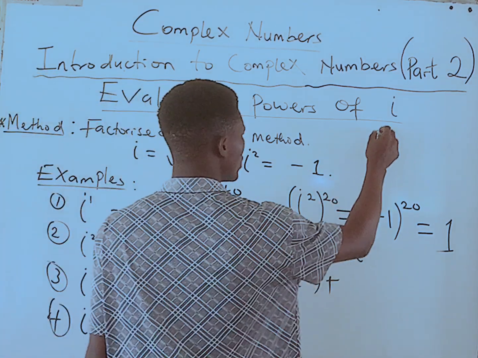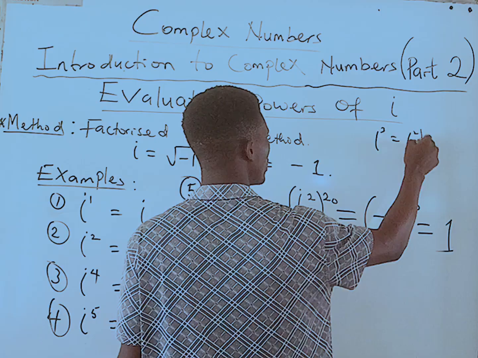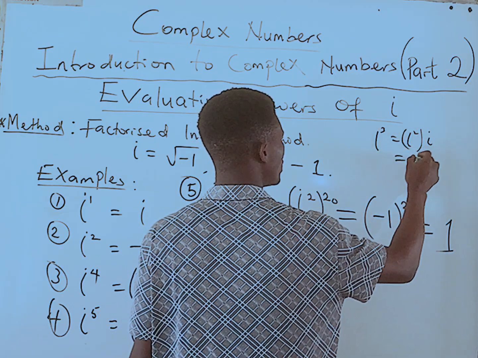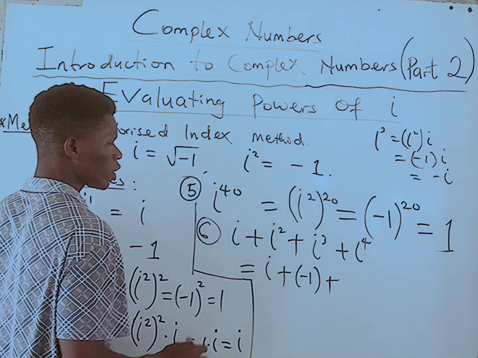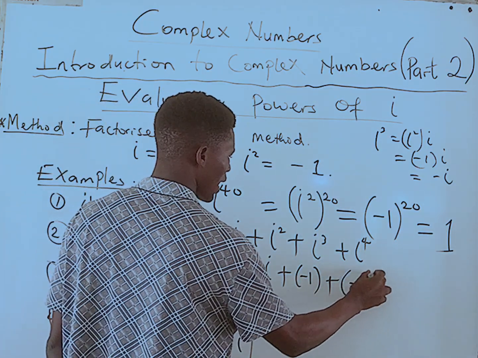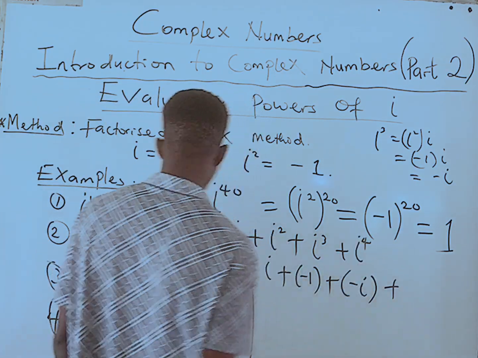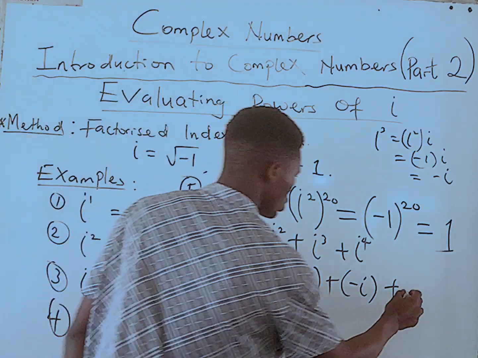I didn't calculate i raised to the power 3, so let's do it. I raised to the power 3 is i raised to the power 2 multiplied by i, minus 1 multiplied by i, which is minus i. That was very fast. So i raised to the power 3 is minus i, and plus i raised to the power 4, which is 1.